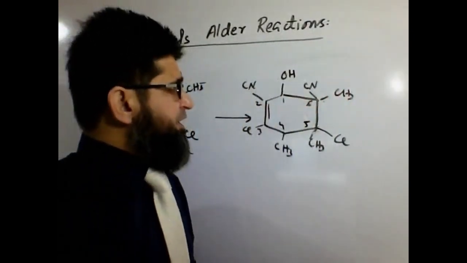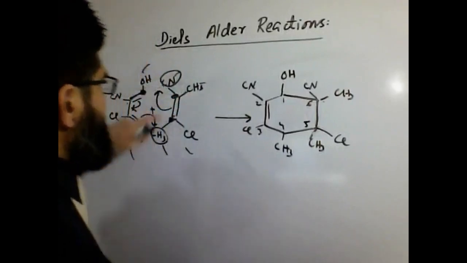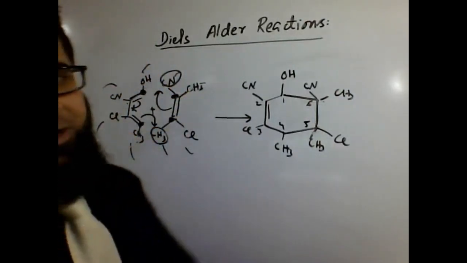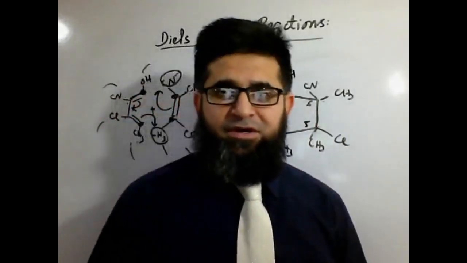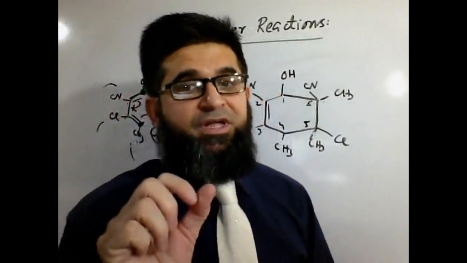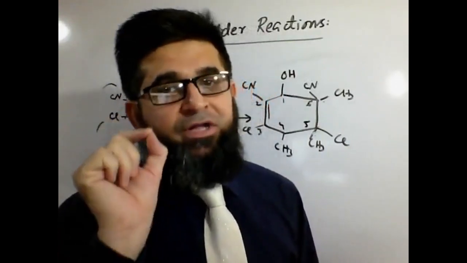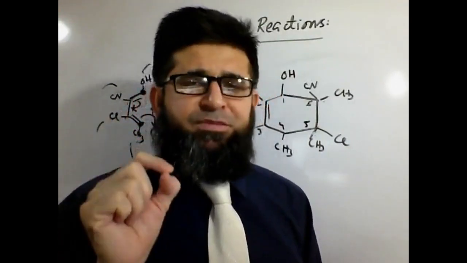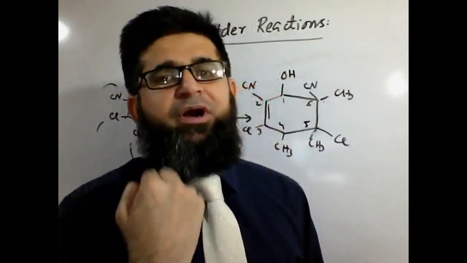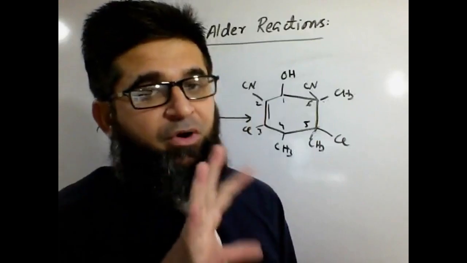Let me explain a bit about the nature of the substituents present on the dienes and dienophiles and how they can influence the reaction. They can influence the reaction, but they cannot take part in the reaction. Influence means either they can speed up the reaction or they can slow down the reaction. The product will be the same.